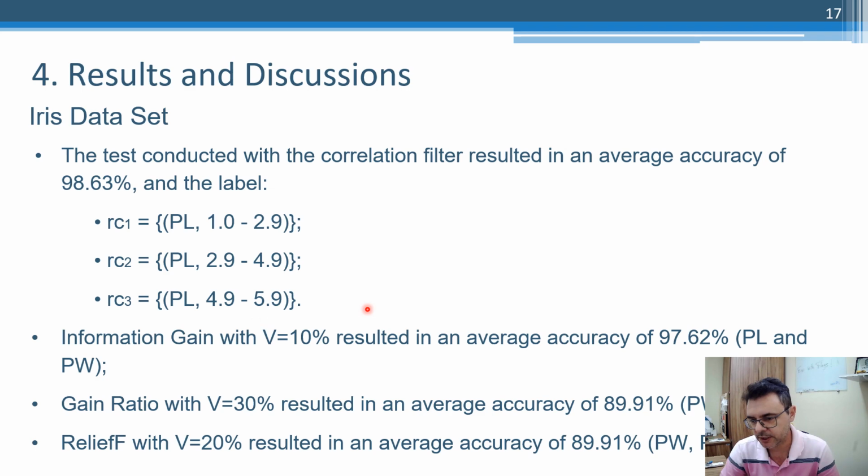We performed other tests with other V variations. With information gain with V equal to 10, the result is an average accuracy of 97.62% for PL and PW attributes. And with the gain ratio filter with V equal to 30%, it resulted in an accuracy of 89.91%. Finally, relief with V equal to 20% results in an average accuracy of 89.91%.